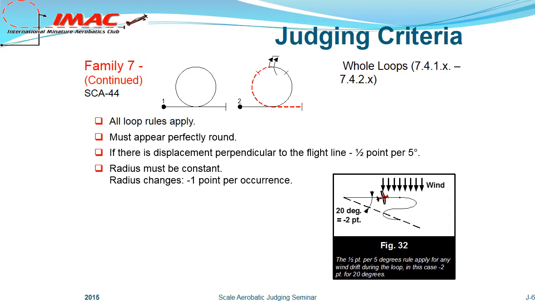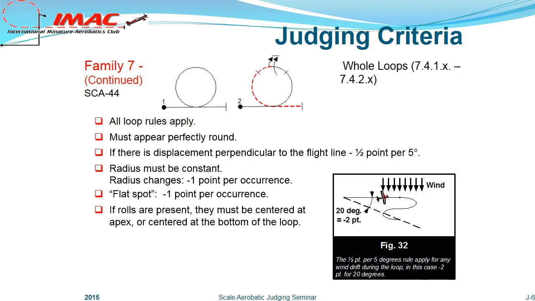The radius must be constant with no flat spots, 1 point per each radius change or flat spot. Rolls may be integrated into the loop and must be centered at the top or bottom of the loop as shown in Figure 2. 1/2 point per 5 degrees is deducted for rolls that are presented off-center. In addition to being centered, the roll must follow the curvature of the loop itself. If the roll is performed on a flat line, the minimum deduction is 2 points.